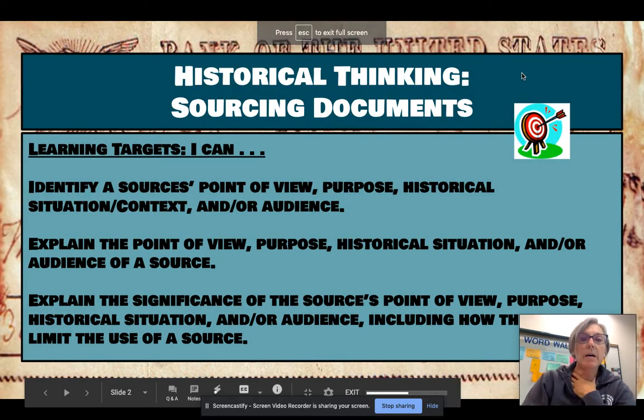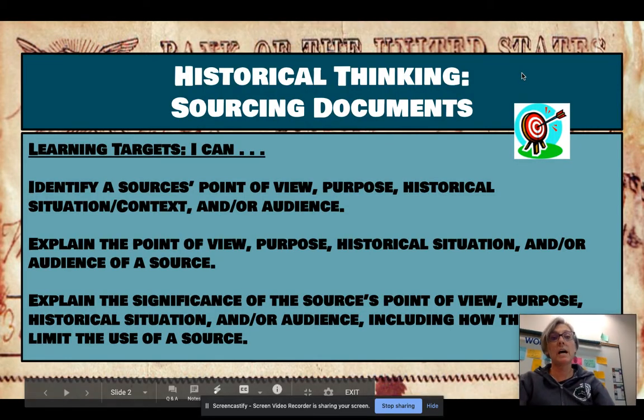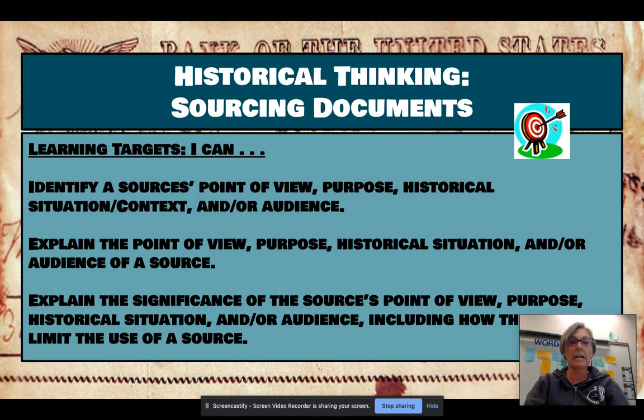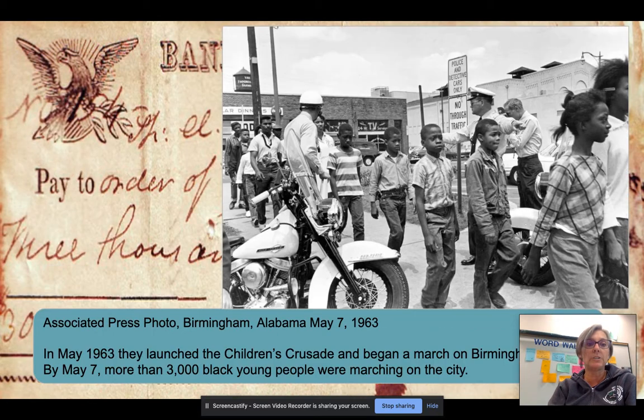Hi, everybody. We're going to talk about historical thinking and sourcing documents. You are going to have to be able to identify a source's point of view, purpose, historical situation, context, and/or audience, and then explain the significance of those things. So we're going to start with contextualization.